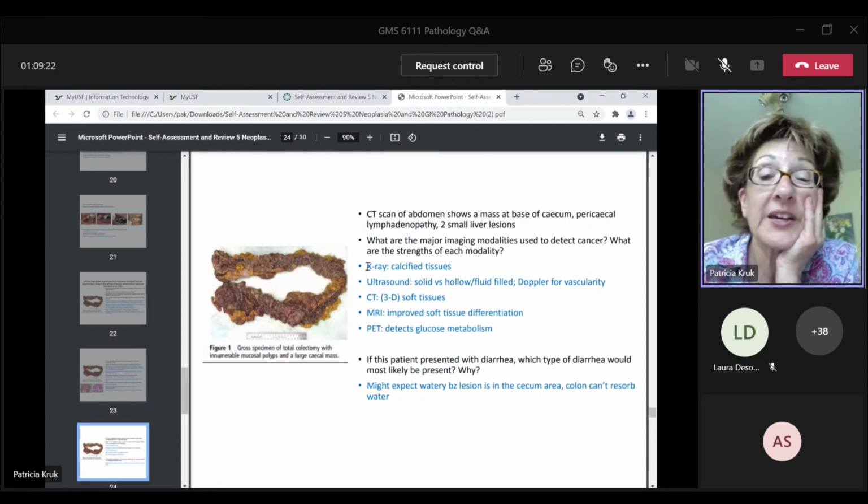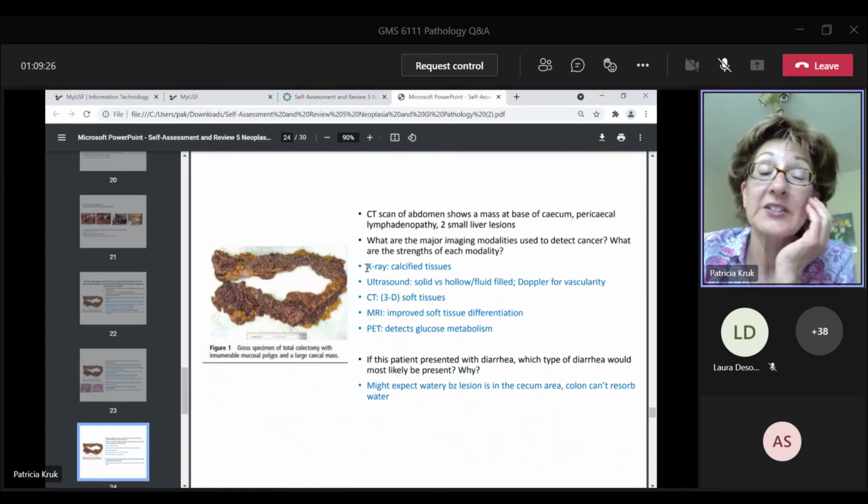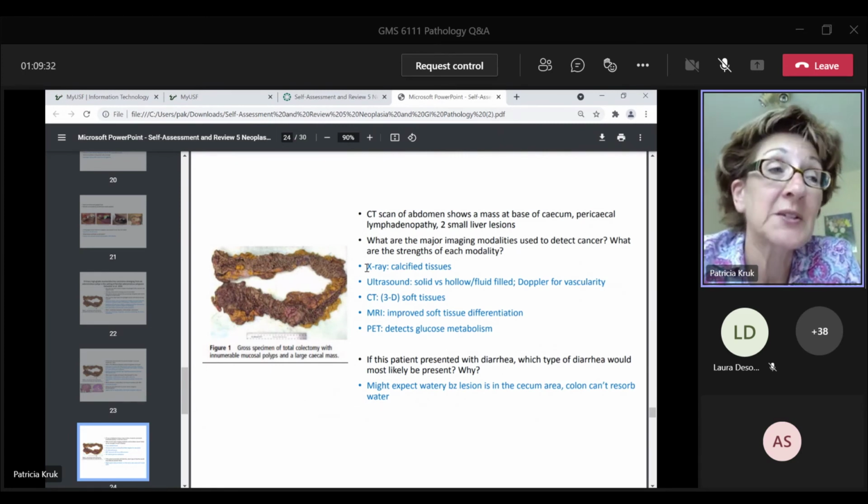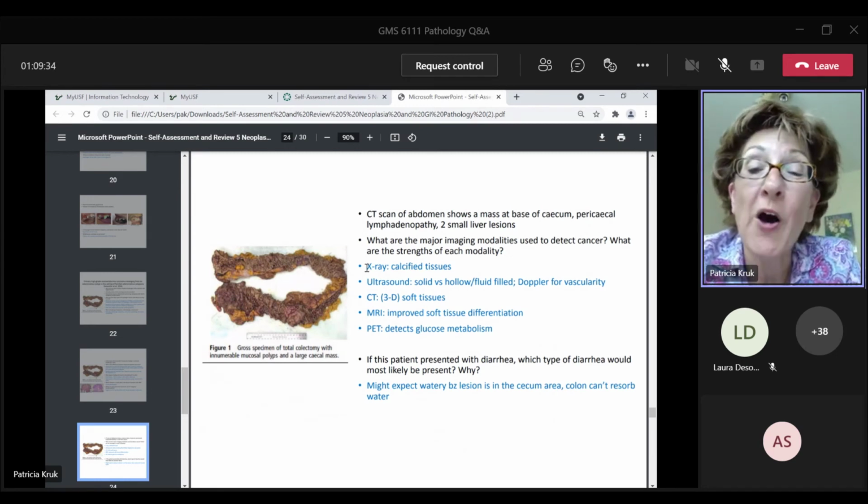So we have simple x-rays. They are of course the cheapest and easiest to use, but they look for calcified tissues. While we use those to look at normal bone fractures, they have merit in mammograms because in mammograms we're looking for strange deposits of calcium, basically abnormal components that would be part of milk production.